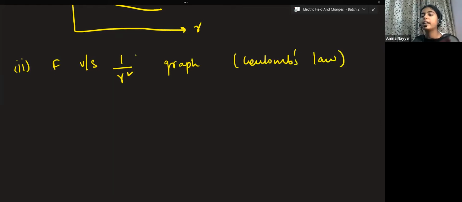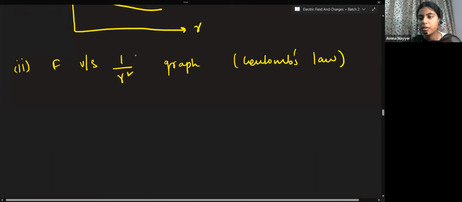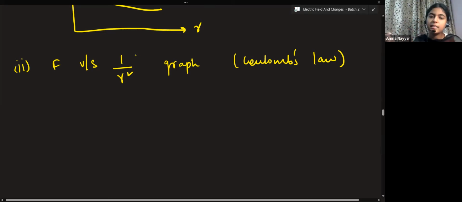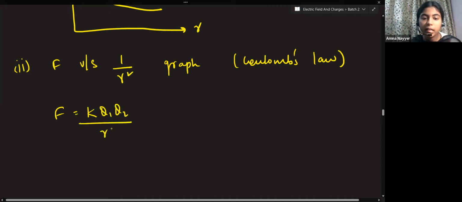Now see, here it gets confusing. This looks similar to the previous part, but the answer is completely different. What I have told you: just substitute one quantity as Y, the other quantity as X. Your formula of electric force using Coulomb's law was K Q1 Q2 divided by R square. What is Y? Y is F.